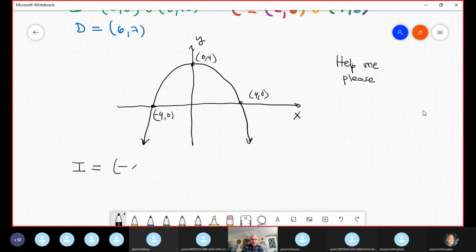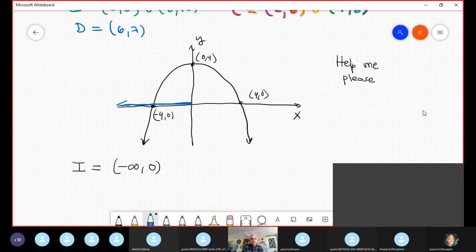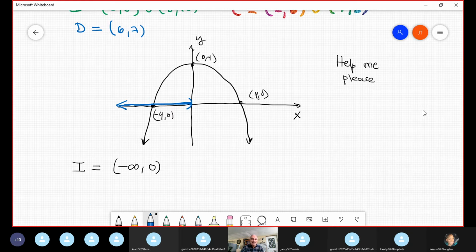It's from -∞ to 0. This is the interval in which the function is increasing. This continues forever and stops here. So from -∞ to 0 it is increasing.